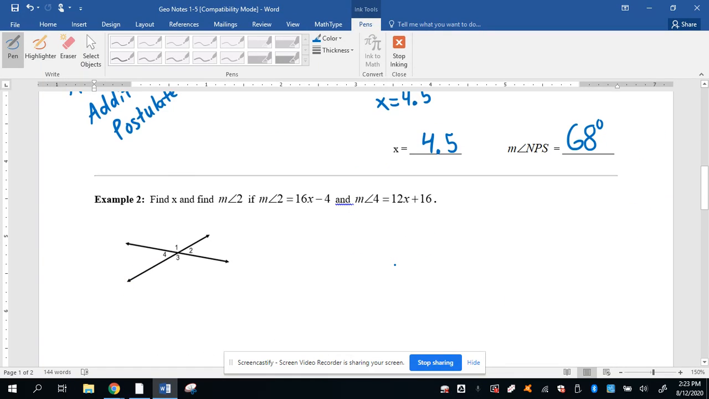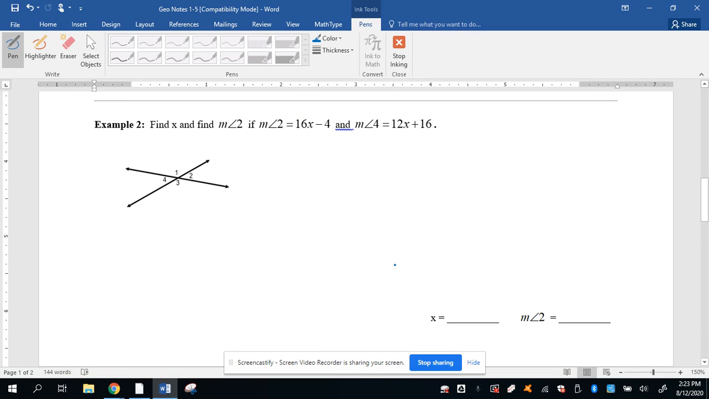Example 2, find x if the measure of angle 2 is 16x minus 4 and the measure of angle 4 is 12x plus 16. These are called vertical angles. They are opposite angles. They're formed by two intersecting lines. So this angle and this angle are the same. This is called the vertical angle theorem. We will formally learn that in chapter 2.